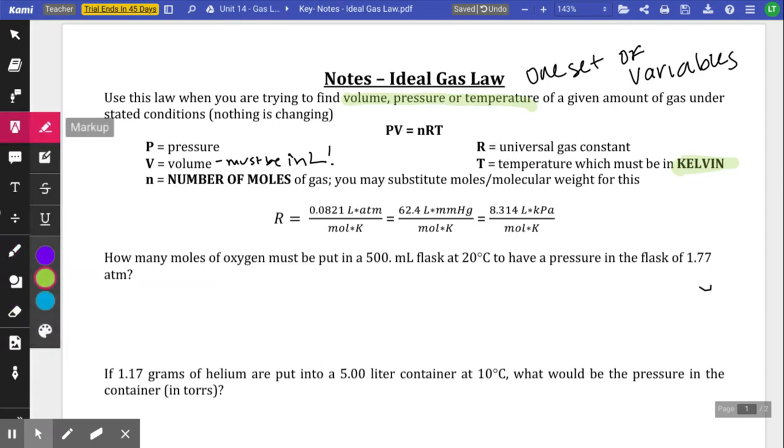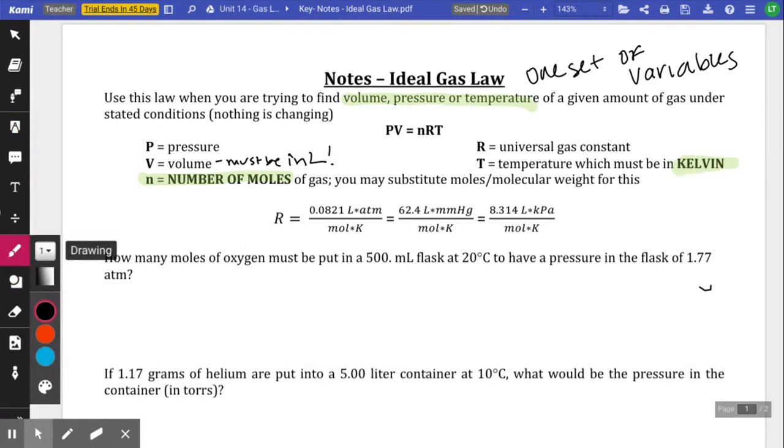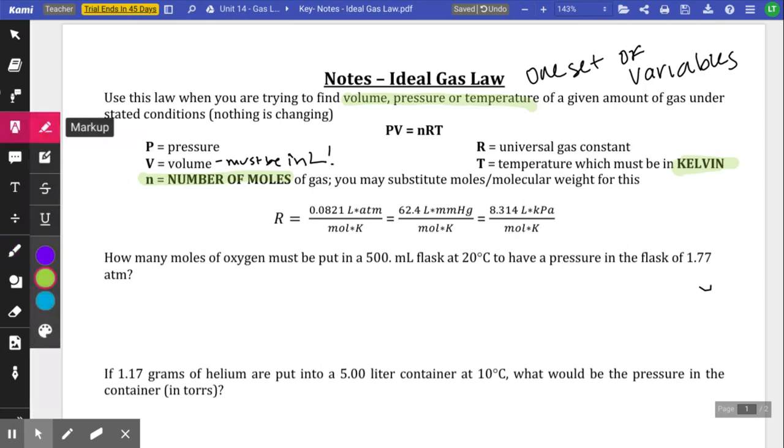Okay, guys, and then we have some new variables. The first one is n, and it stands for number of moles. Yay, moles are back. You guys probably already saw moles. You can substitute mass divided by molar mass for this, which is basically just doing the conversion in the problem instead of doing it after the problem. Then our other new variable that you probably haven't seen before is, of course, that R value. And R is the universal gas constant.